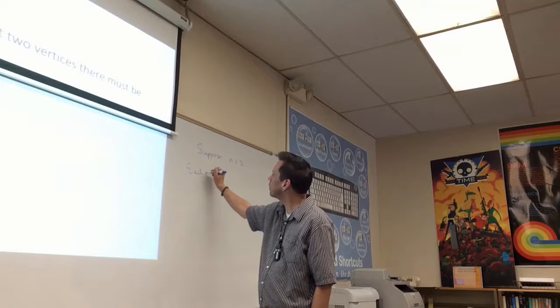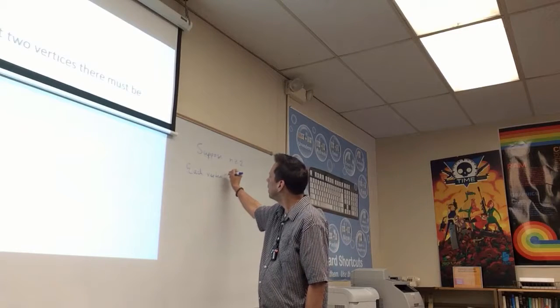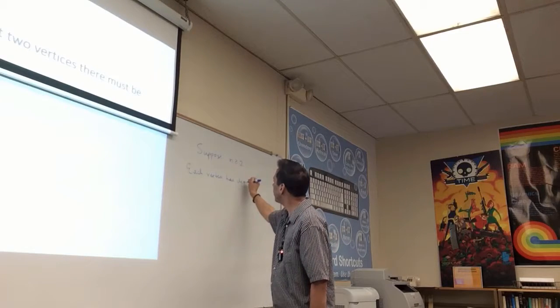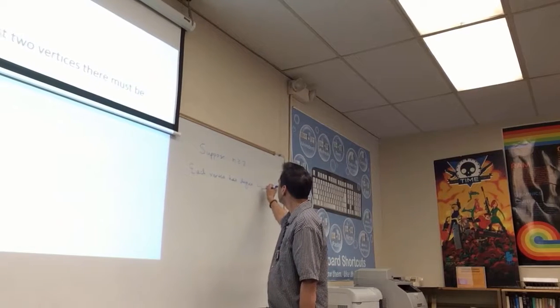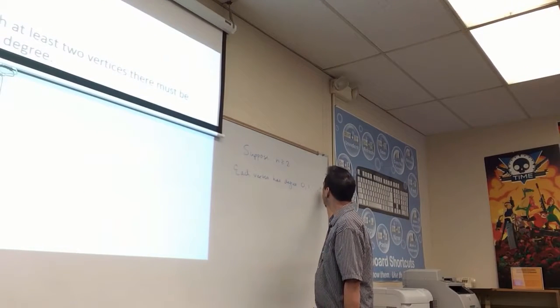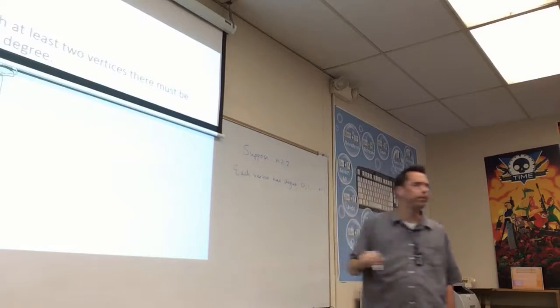Each vertex has degree 0, 1, and so on, up to n minus 1. It has to be one of those things. It has to be at least 0 if it's an isolated vertex, and at most n minus 1, because the most connected you can be is if you're connected to every other vertex in the graph. Does that make sense?